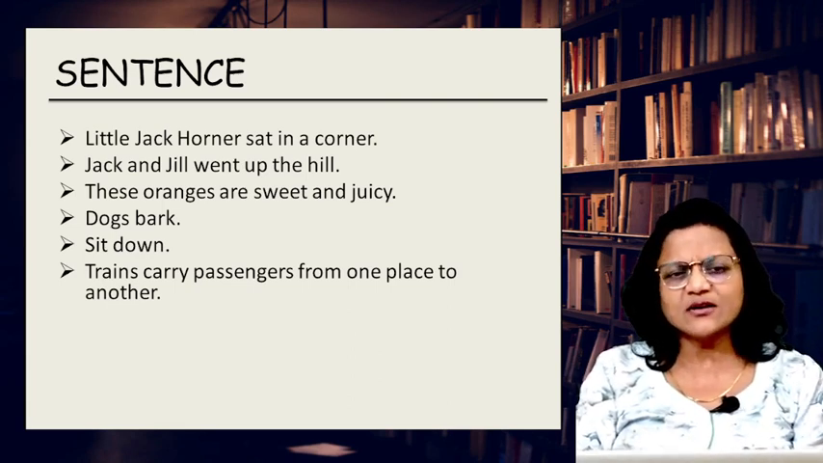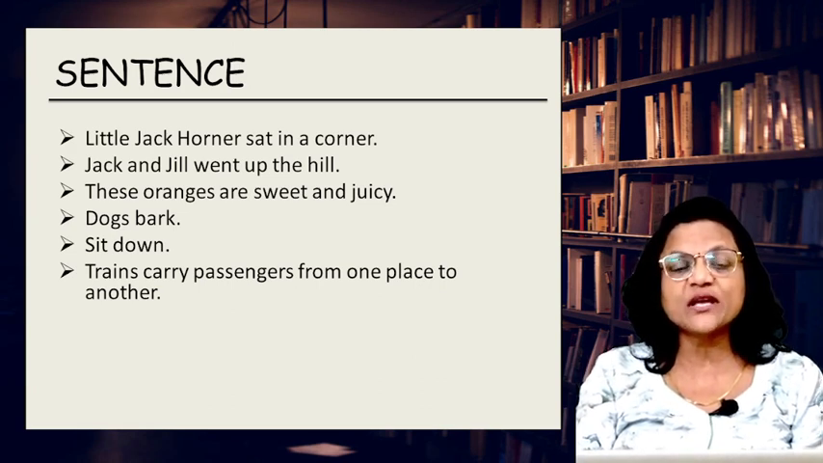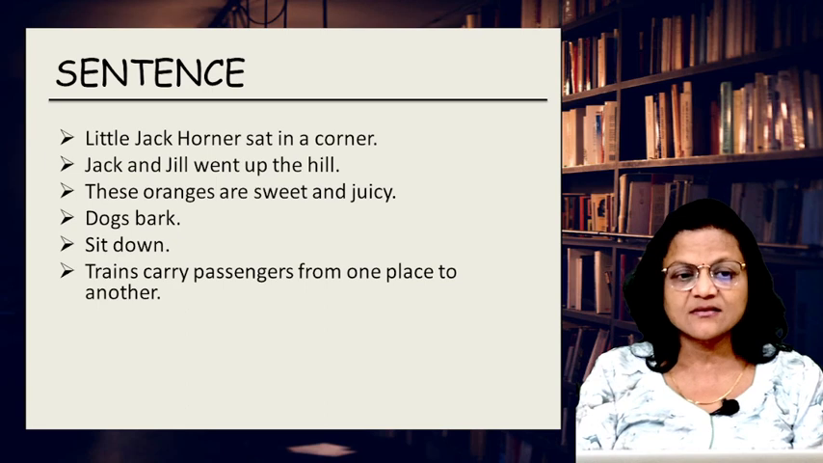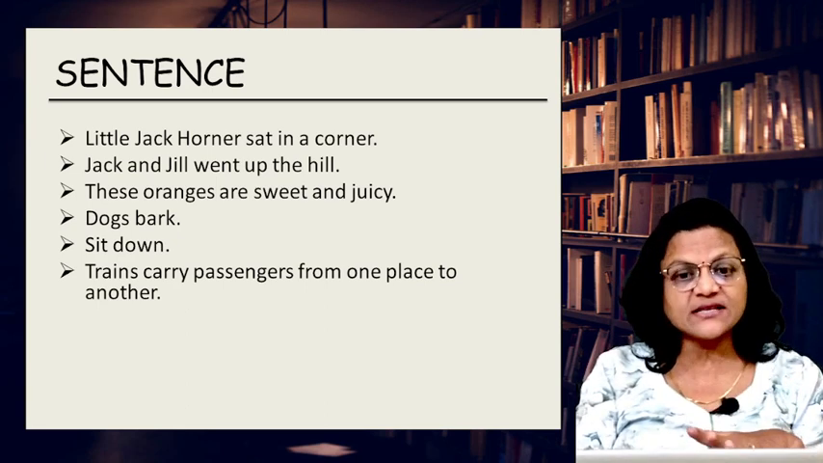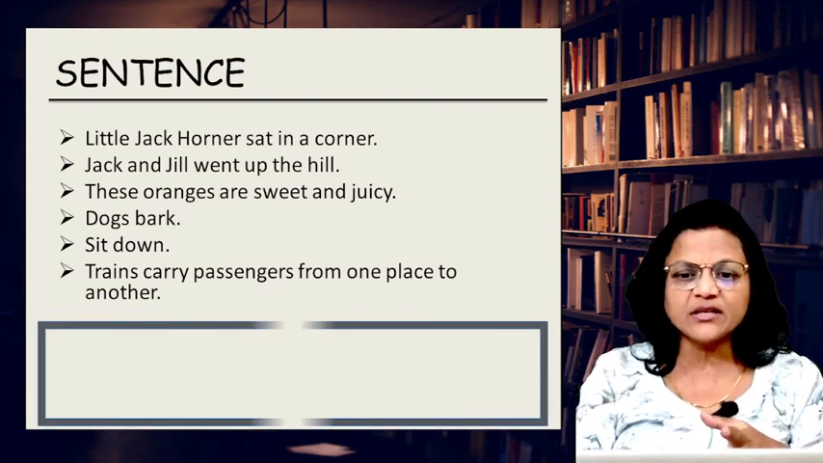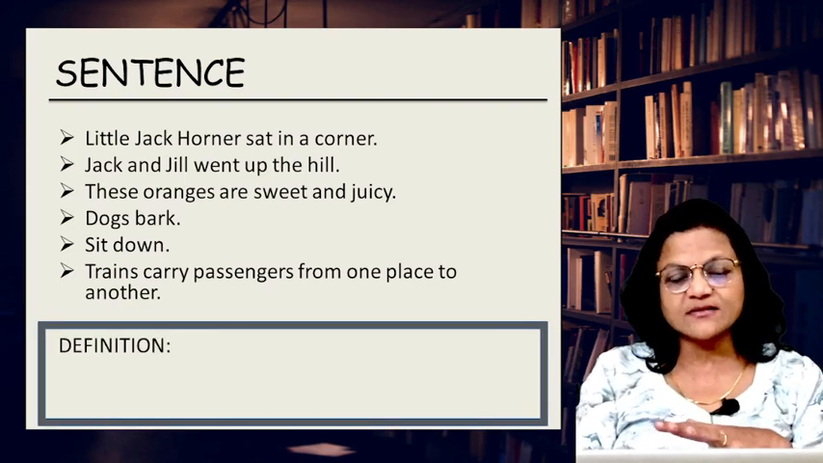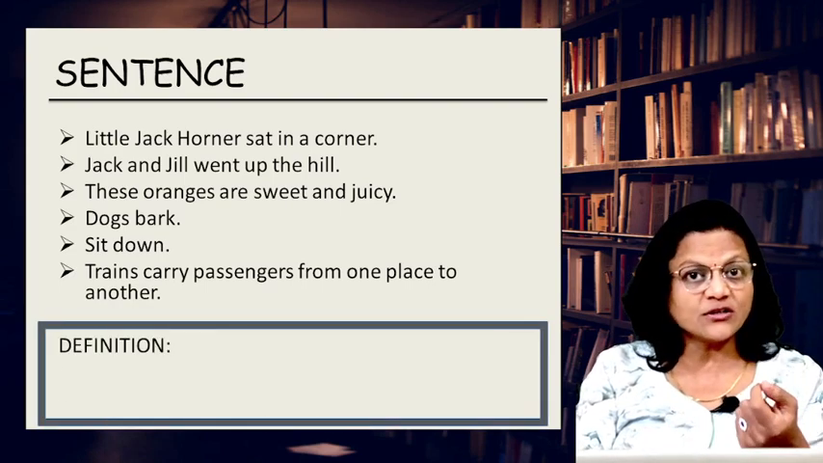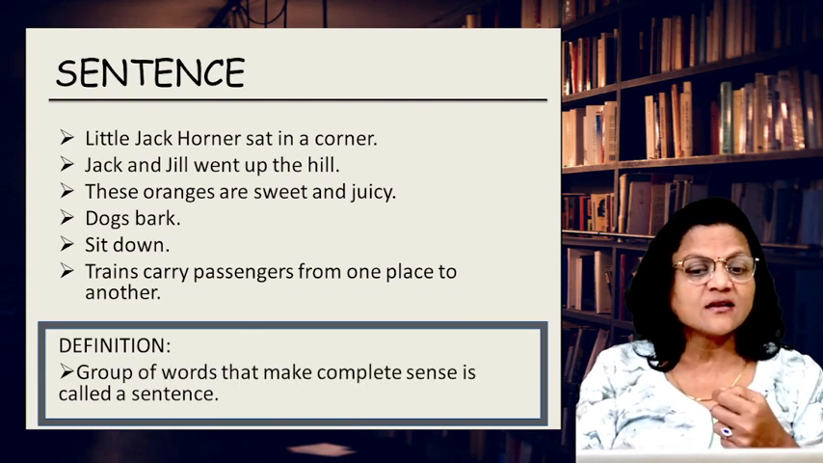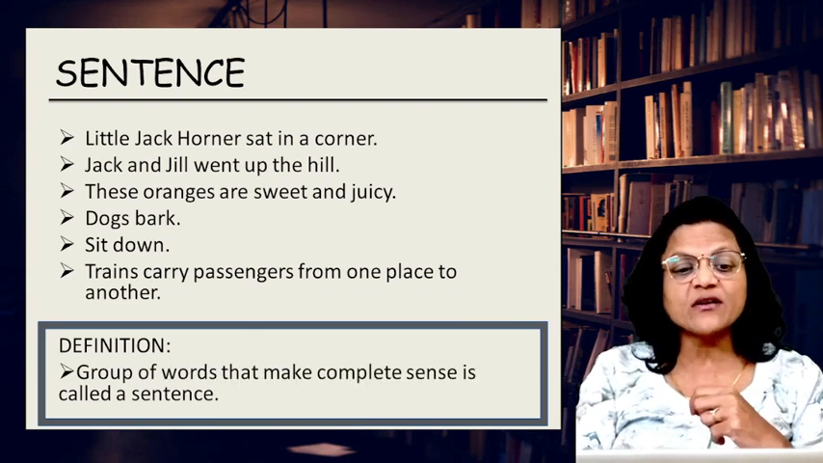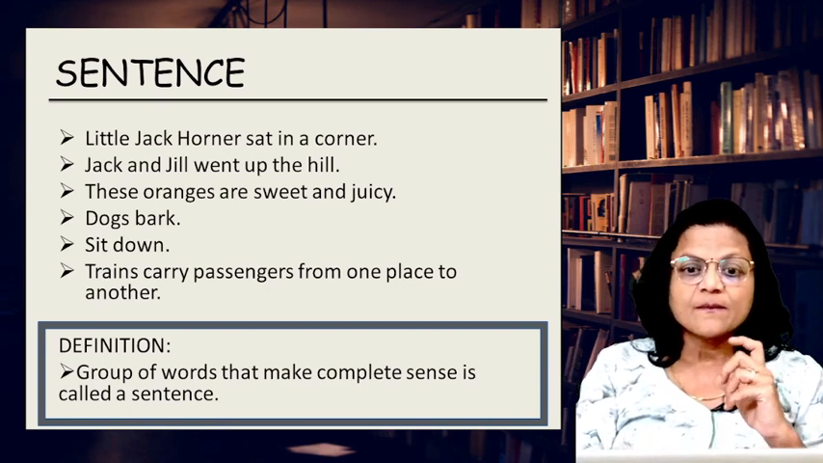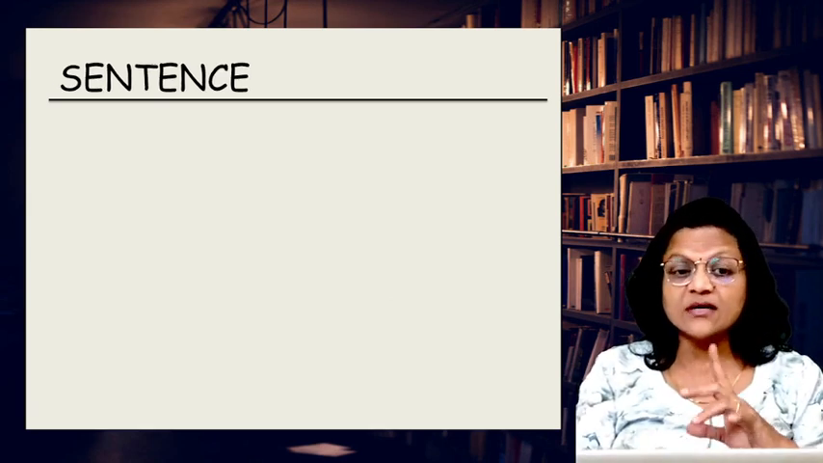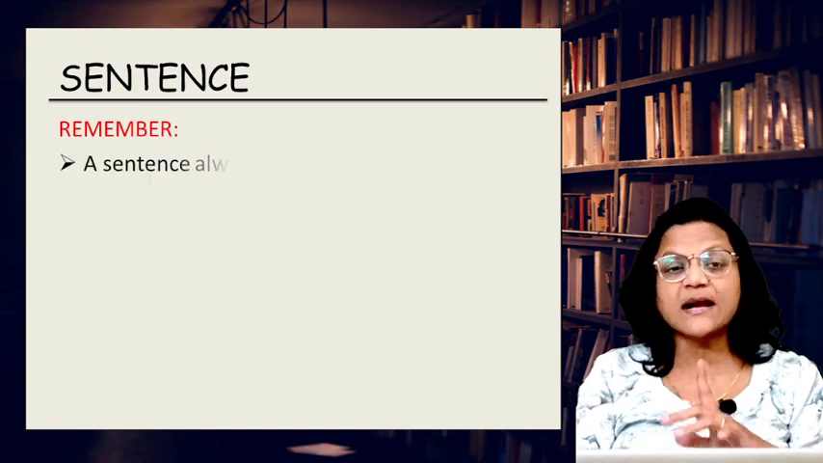What exactly are all these? These are groups of words which make complete sense. Such groups of words which make complete sense, convey a concrete meaning, are known as a sentence. In short, what is a sentence? A group of words which make a complete sense is called a sentence. A sentence, remember, always begins with a capital letter.